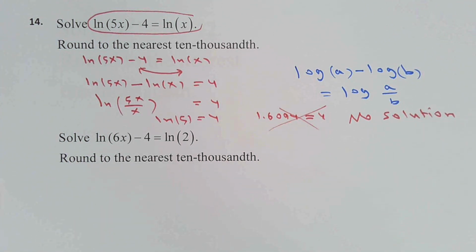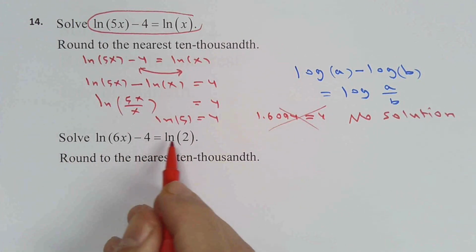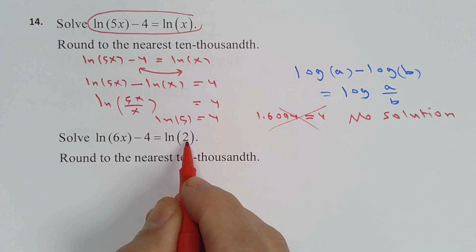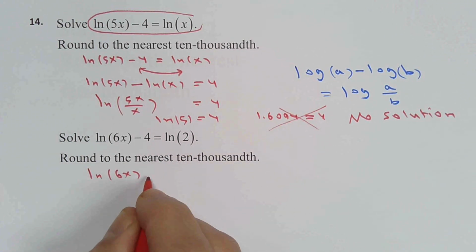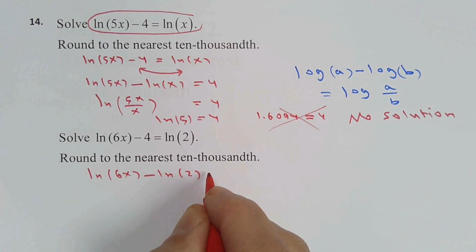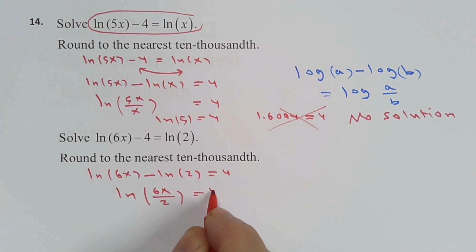Second problem, or second type. Solve the following. We're going to move the ln 2 to the left and move the 4 to the right side. This time I have 2 here, not x. So we have ln 6x minus ln 2 equals positive 4. We're going to apply the same formula right here. So that's 1 ln a over b. That's my 6x over b, which is 2, equals 4. 6 and 2 simplifies to 3. Ln 3x equals 4.